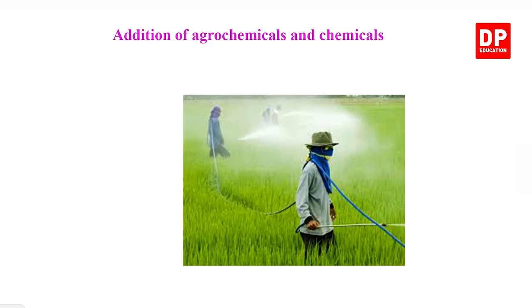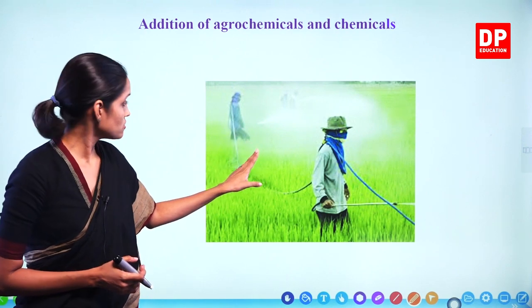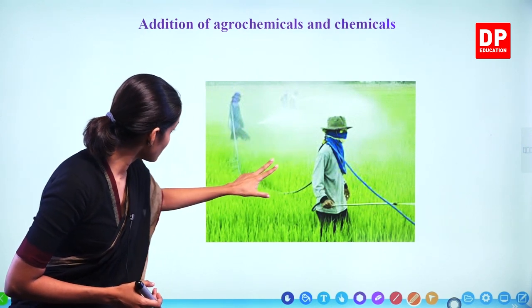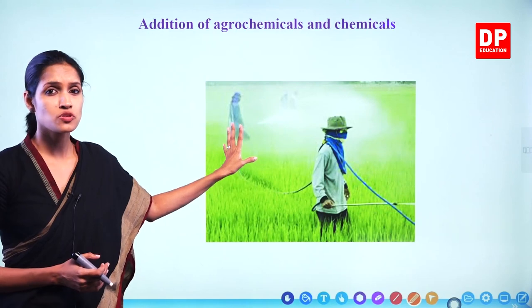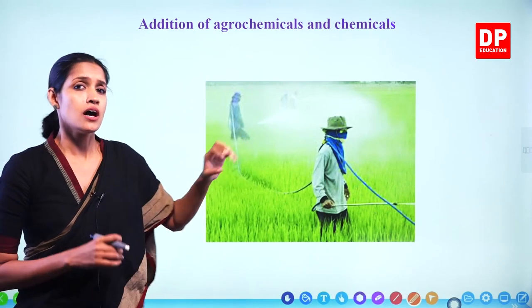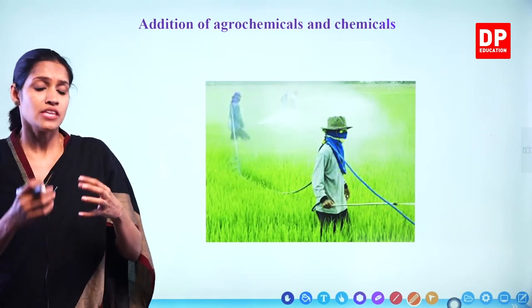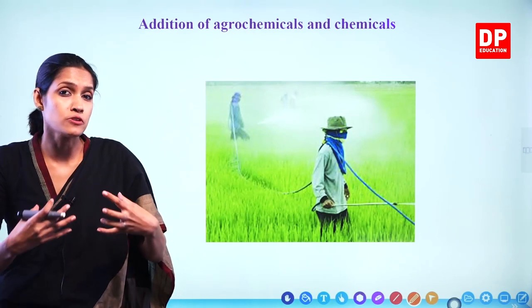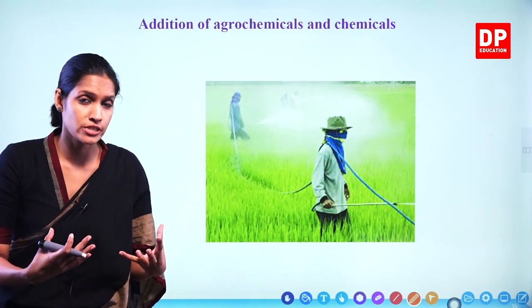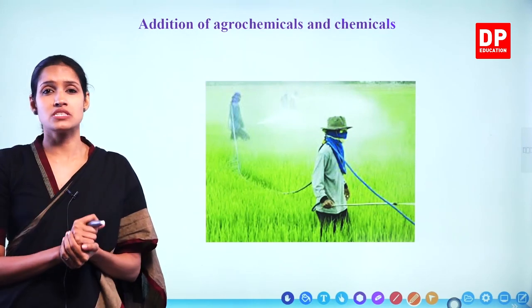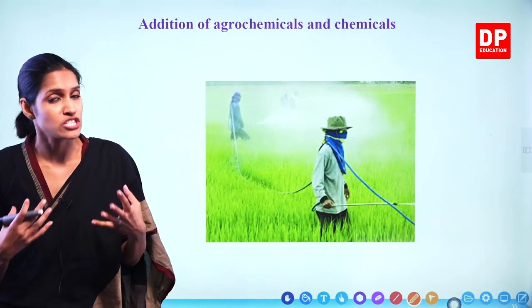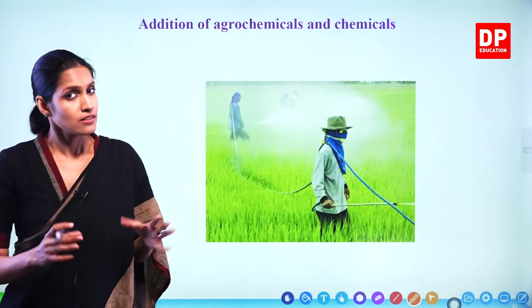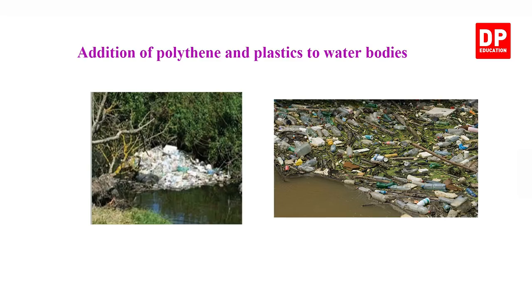Okay. Look at this. Addition of agrochemicals and chemicals. Look at how they spray these chemicals to the environment. So what happens? Some farmers, after using these chemicals, wash the empty bottles in waterways. So then these harmful substances get added to water. These are very poisonous substances. So what happens? Aquatic animals die. Okay. So what is the next one?